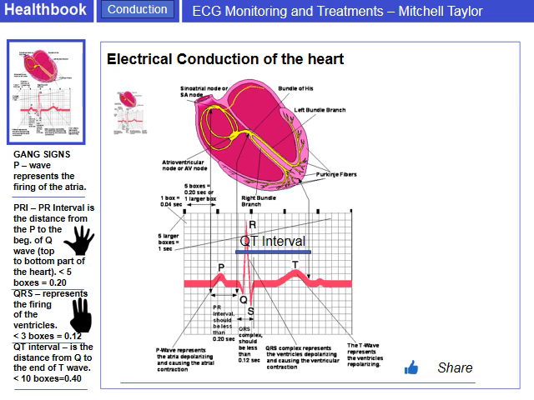Our P wave represents the top part of our heart. Our QRS represents the bottom part of our heart firing, or depolarizing. And then the T wave represents the repolarization of the bottom part of the heart.